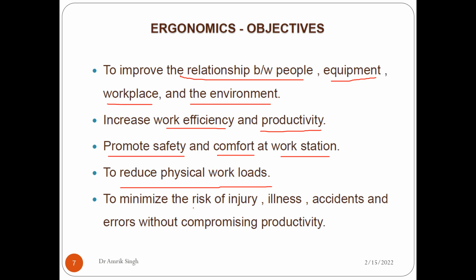Next is to minimize the risk of injury. It is related with safety, illness, health, accidents and errors, without compromising the process. It's not that if a manufacturing environment is hazardous, people will not work over there. If they are not working, the productivity will go down. So we have to provide an atmosphere with modern tools and tackles, so that they are not compromising the productivity.